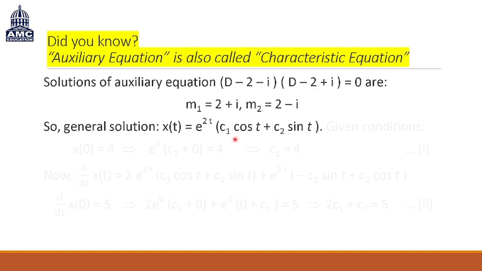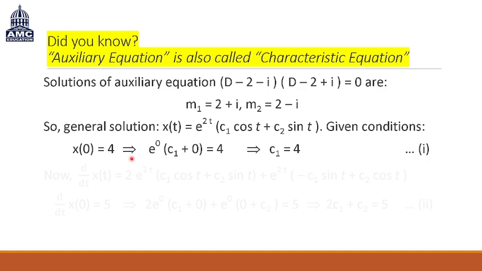So the general solution is e power alpha x, where alpha is equal to 2, multiplied by c1 times cosine of beta x plus c2 times sine of beta x, where beta is equal to 1. Here x was our independent variable when we wrote down our cases a few slides back, but now t is the independent variable, and this is the general solution. So we substitute t equal to 0 and x(0) equal to 4. That will give us our first equation, c1 is equal to 4.